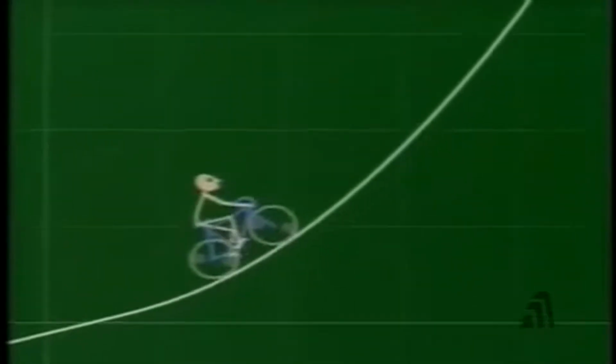To determine the slope at a particular point, here for example, simply take another point on the hill. It doesn't matter where. Now connect the 2 points with a straight line. That line is called a chord, and its slope depends on the location of the second point. If the first and second points are reasonably close, the chord is a reasonably good approximation of the bike's path.